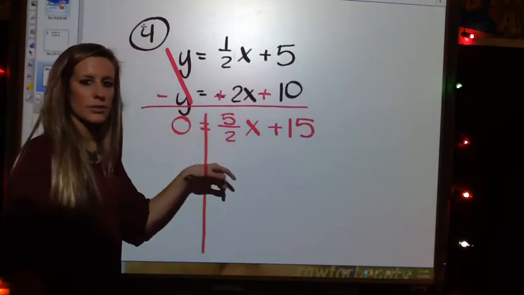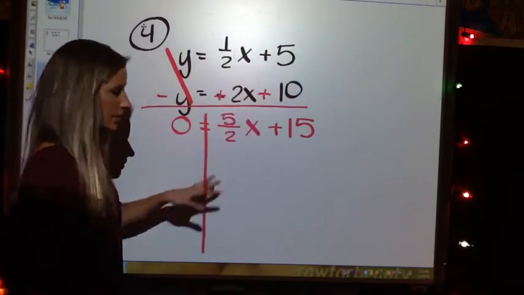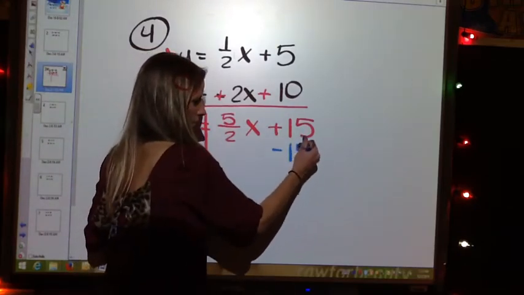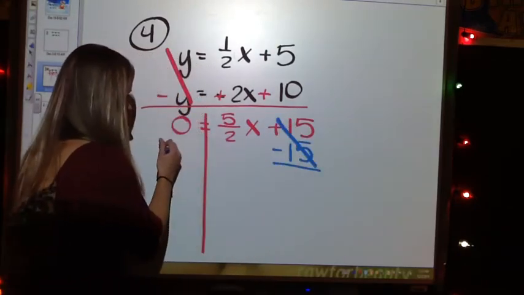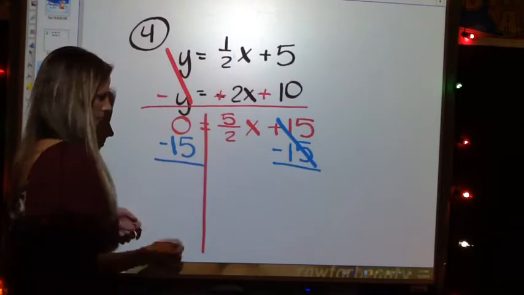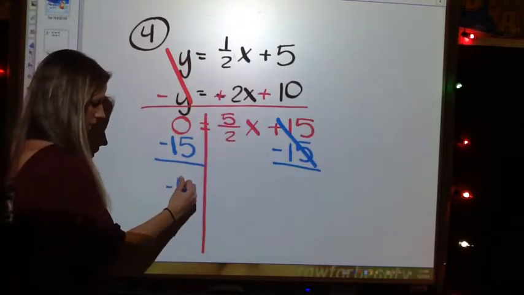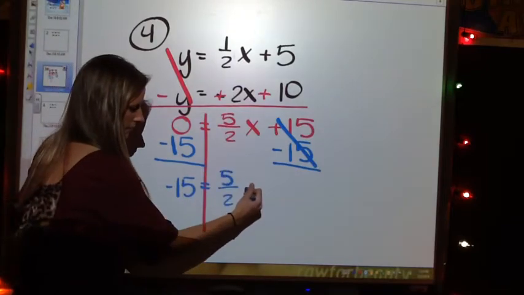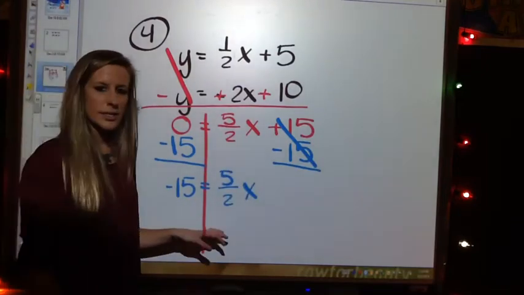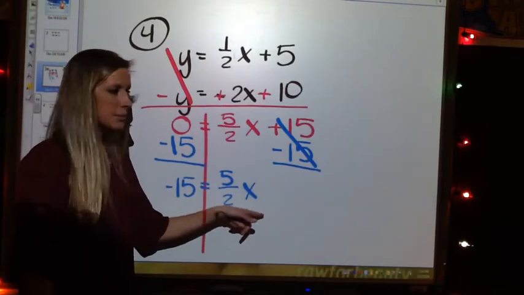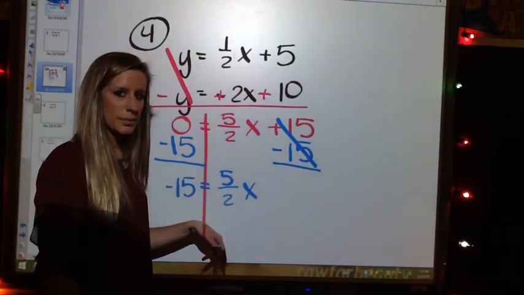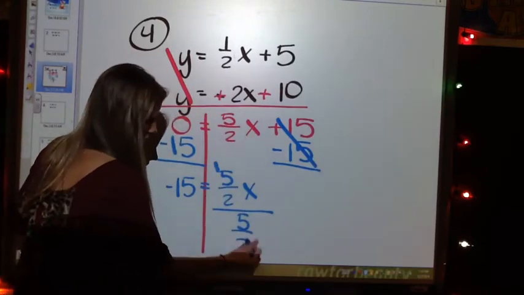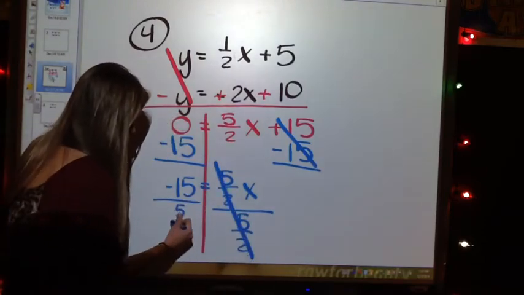So if we're solving for x, we're going to save the x for last. The opposite of adding 15 is subtracting 15. So we're going to do that to both sides. 0 minus 15 is just negative 15. And then 5/2 x is going to come down. Okay. Now this is like saying 5/2 times x. So the opposite of multiplying by this fraction is dividing by the fraction. And we're going to do that to both sides.